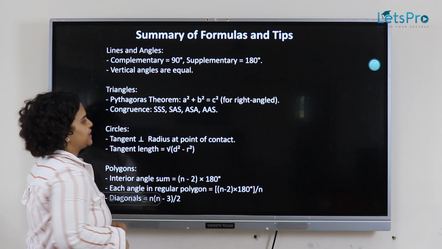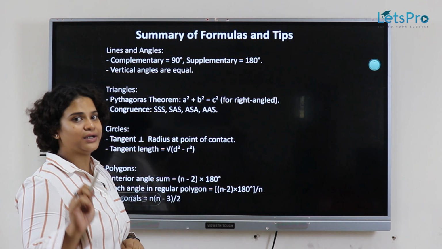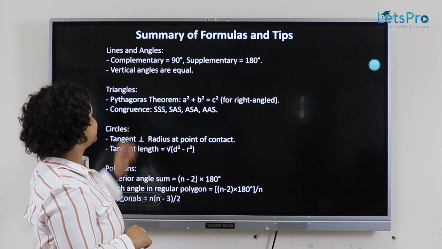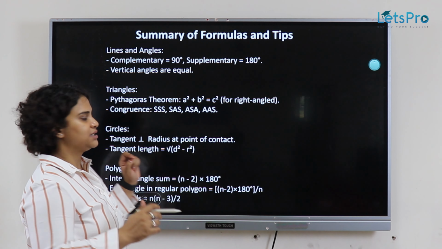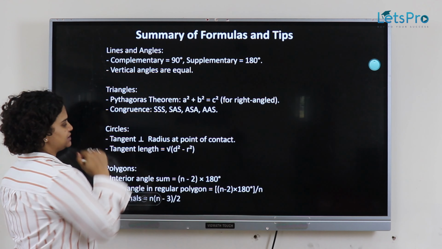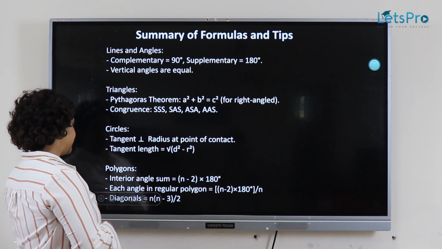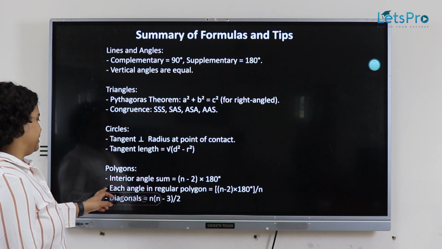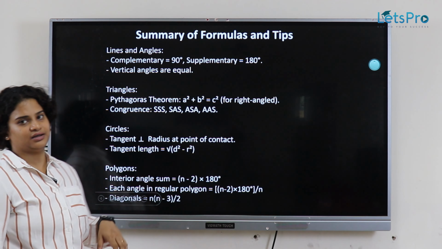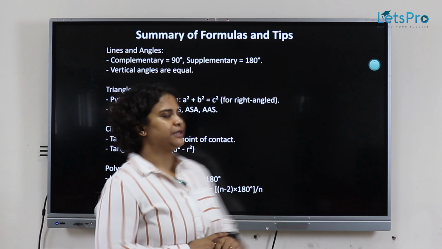Then we studied triangles. In triangles, what did we study? We did Pythagoras theorem for only right angle triangles. Then we also did congruences, right? Then there were circles. Under circle we saw the tangent is always perpendicular to the radius at the contact. Then tangent length was done. Polygons. Now polygon interior sum we did. Each diagonal we did, and diagonals n into n minus 3 by 2. So that sums up this particular module.